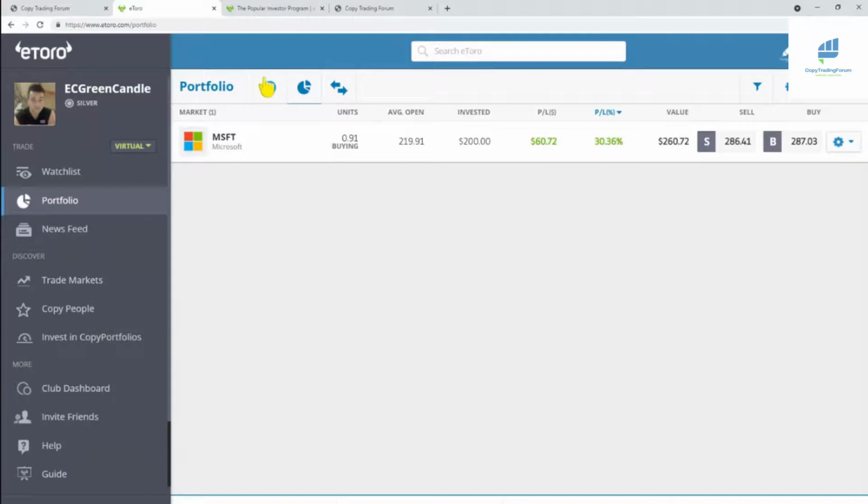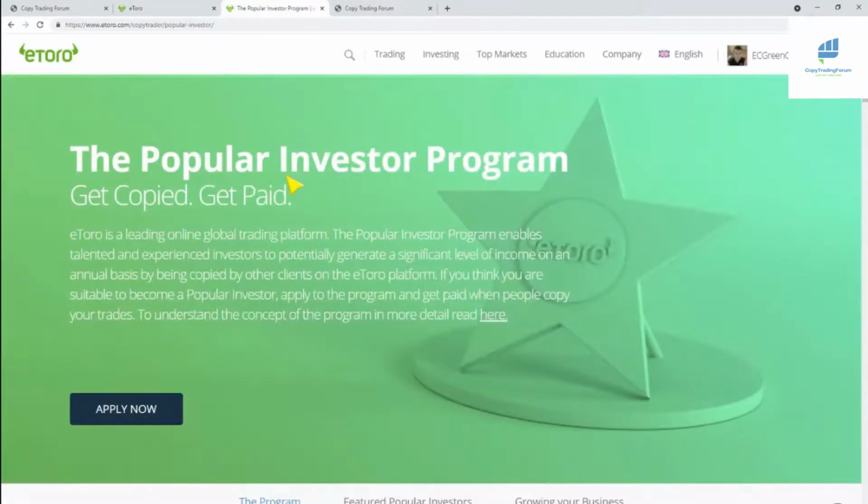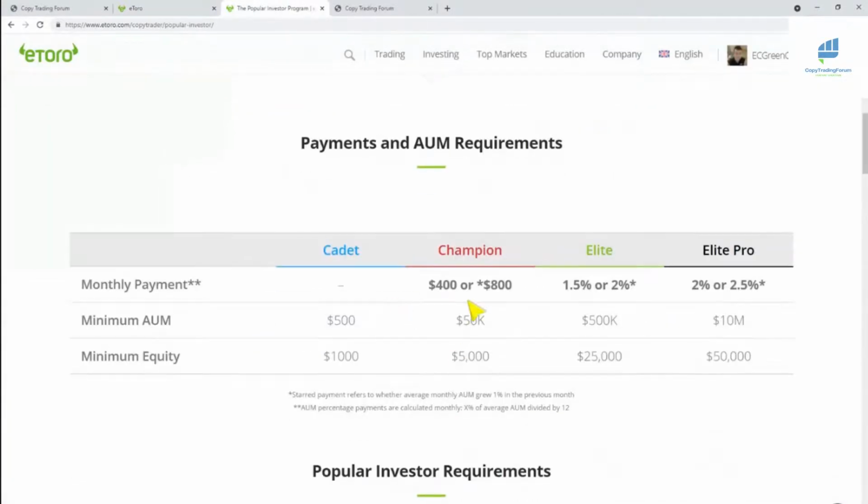Okay, so just before I show you that, I'm going to just show you popular investors. So the people that you copy, they actually make money and they invest their own money. So there's different levels of popular investor. You can have the cadets, and they don't get paid any money, but they have to have at least 1,000 invested in their accounts and amount under management 500. So they have to have people copying them with 500. A champion, they get paid $400 or $800 a month, and they have to have $50,000 under management. So people have to be copying them with at least 50,000.